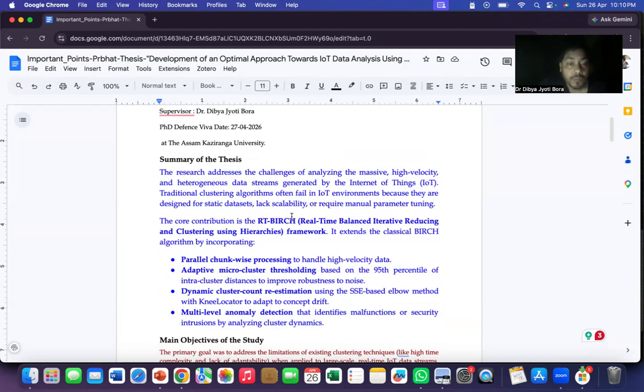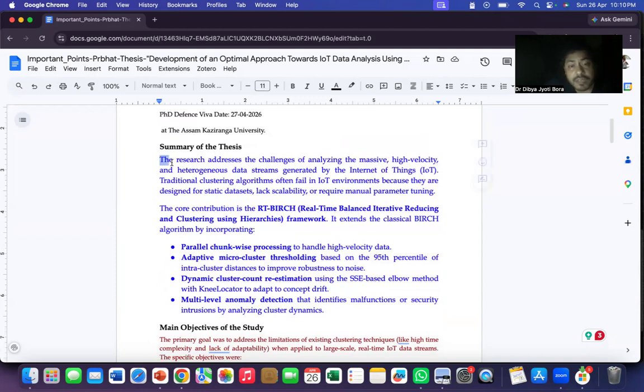Okay, so in summary, I can say this research addresses the challenges of analyzing the massive and high velocity heterogeneous data streams generated by IoT. So the data we are talking about is massive in size, high velocity and heterogeneous. Traditional clustering algorithms often fail in IoT environments because they are designed for static datasets, not dynamic, right? And they lack scalability and also require manual parameter tuning.